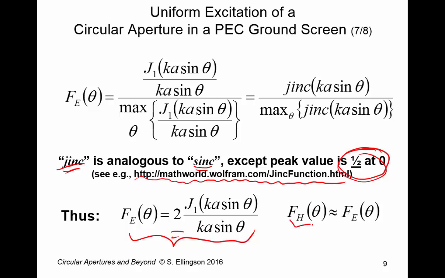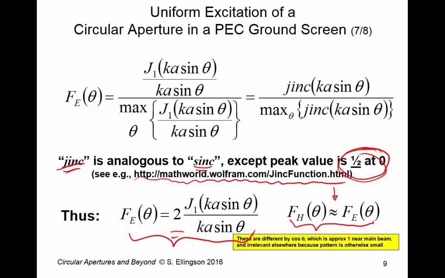Now the normalized H-plane pattern is in fact approximately the same, but the nature of that approximation is important to note. They're actually different by a factor of cosine theta. And that cosine theta is approximately 1 near the main beam, and it's irrelevant elsewhere because the pattern is otherwise small. What I'm saying here is we expect to see a pattern that looks like this, a main lobe and a bunch of side lobes. And then multiplying that we have a cosine function.